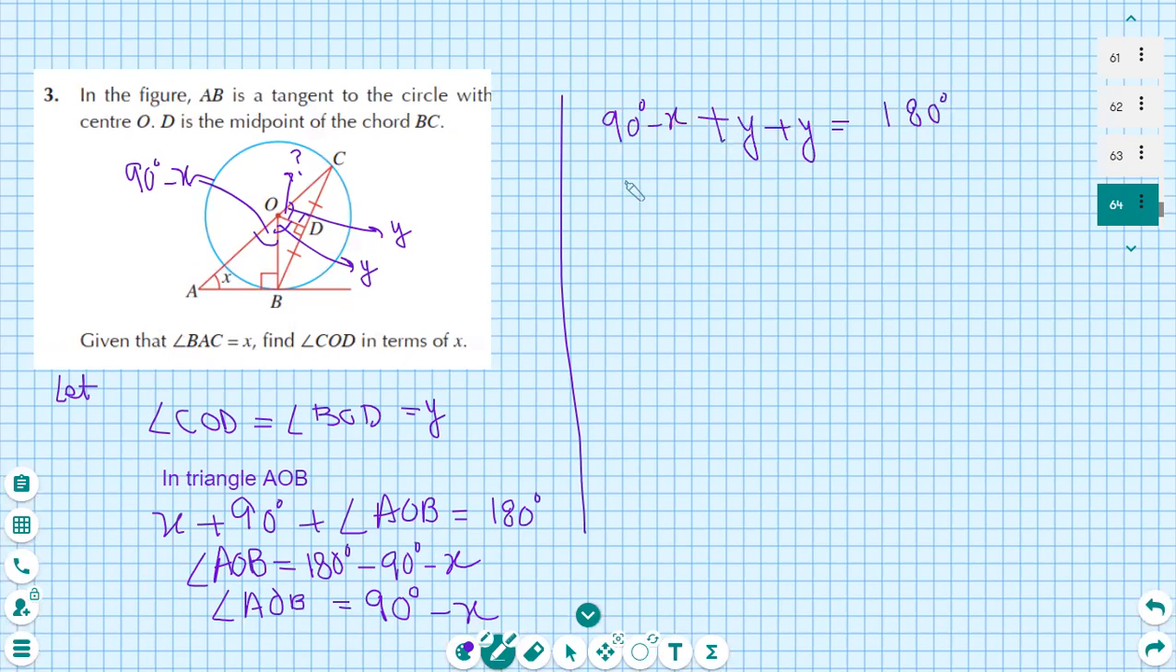Okay, we have to find the value of Y. So this will become 2Y, and this 90 minus X will be shifted to the right hand side, and the signs will be opposite. Minus 90 plus X. So 2Y equals 180 minus 90, which gives you 90, plus X remains. So Y will be equal to 90 degrees plus X divided by 2. So this is your answer. Y is angle COD.